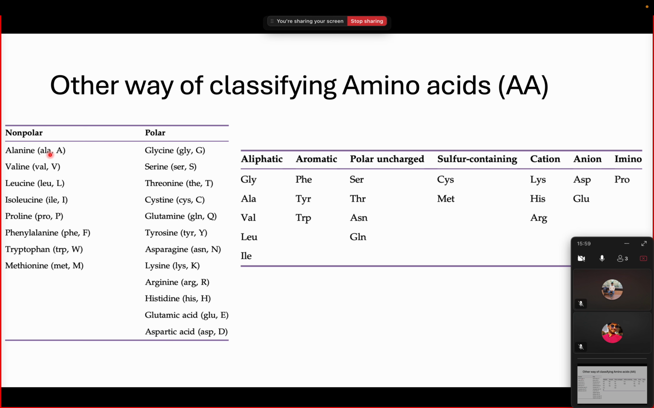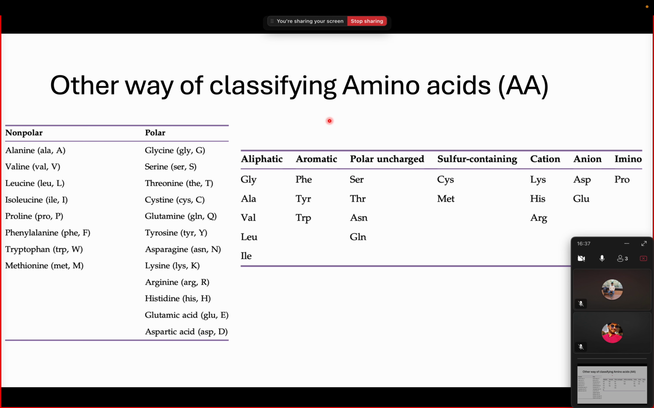The small 3-letter words are called the 3-letter code, and the single alphabet is a single-letter representation of that particular amino acid. For example, if you see a FASTA sequence of a protein or any protein sequence, you will mostly see these single letter codes of the amino acids. Okay, so A being alanine, F being phenylalanine, M being methionine, and that is how amino acids are represented in a protein structure. Now the other way we can classify amino acids is, again, based upon the side chain or the properties of the side chain.